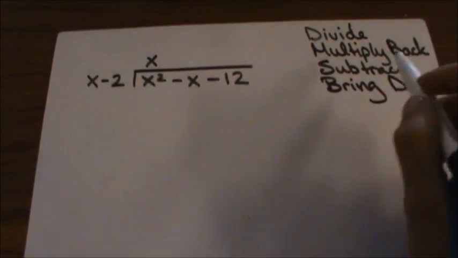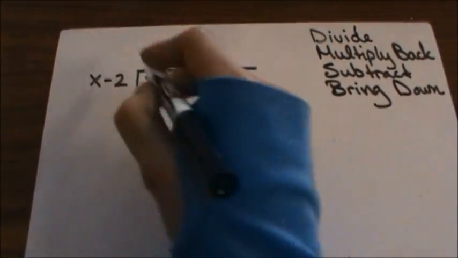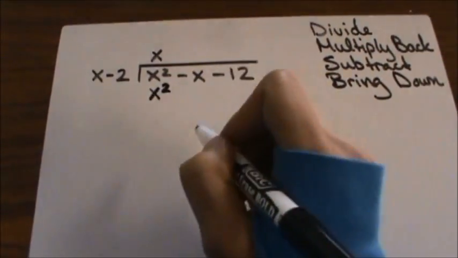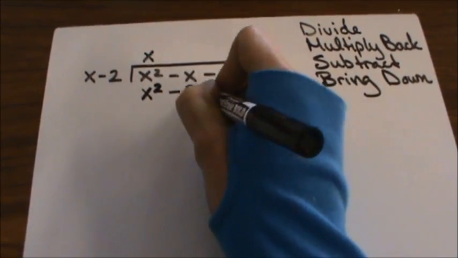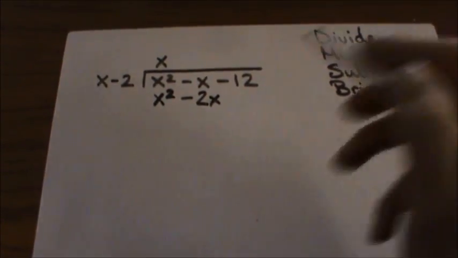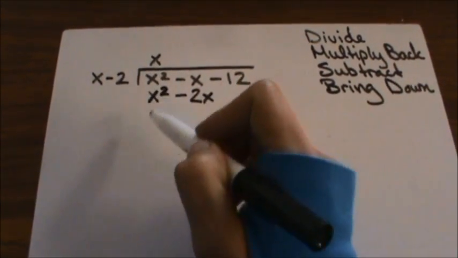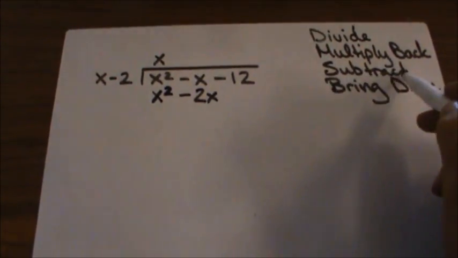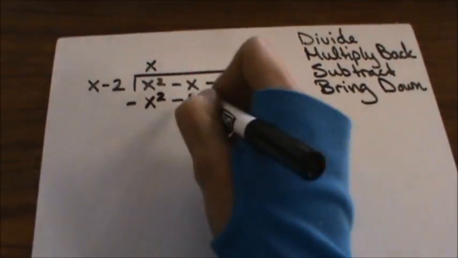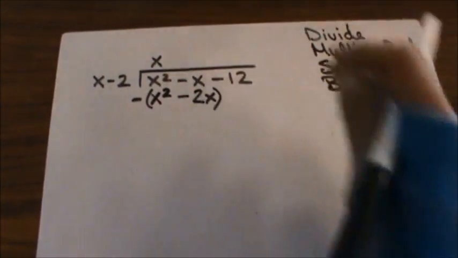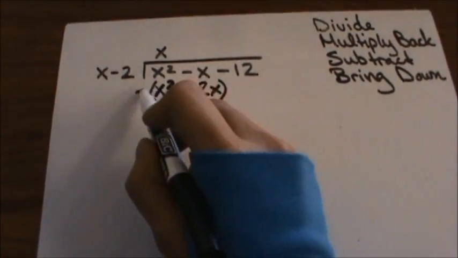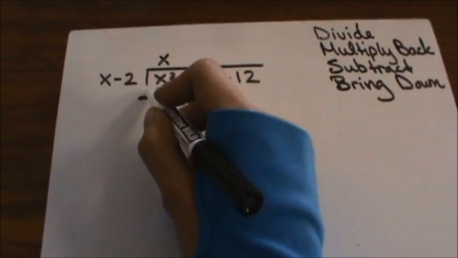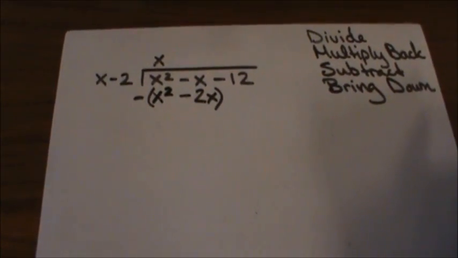X. Now I'm going to multiply back. I'm going to do x times x, which is x squared. And now I'm also going to do x times negative 2. And I get negative 2x. Notice that these two line up and are like terms, and these two line up and are like terms. Next step is to subtract. I'm going to subtract both of these, and this is where it gets a little confusing because I need to subtract the x squared. I'm also subtracting negative 2x. So think about distributing this negative as you go across.